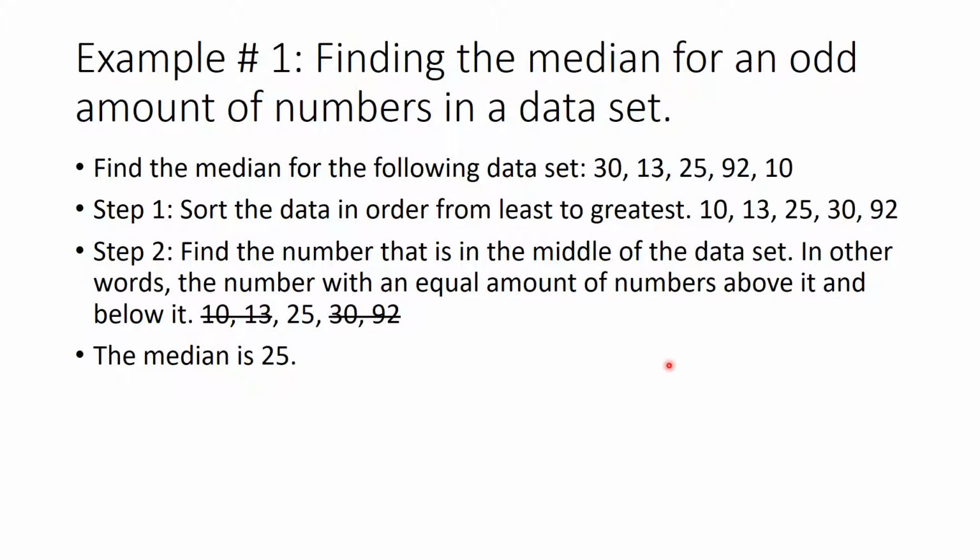And after we've done that, we need to find the number that is in the middle of the data set. In other words, the number in the middle of the data set is going to be the number with an equal amount of numbers above it and below it. And as you see right here, this number 25 has 2 numbers above it and 2 numbers below it. So that's how we know automatically that this is the median.